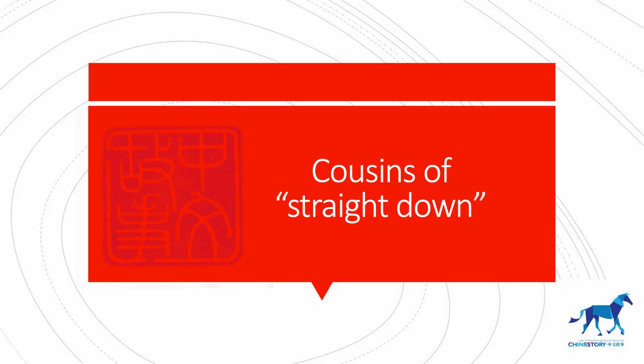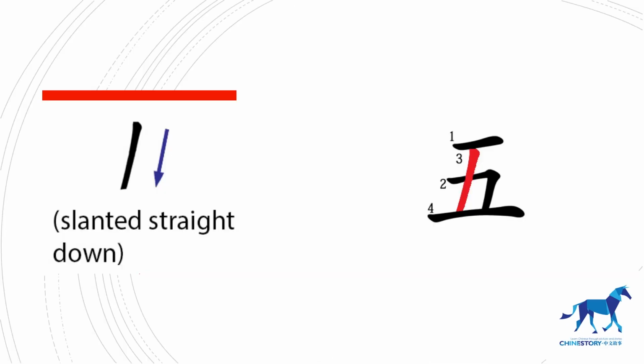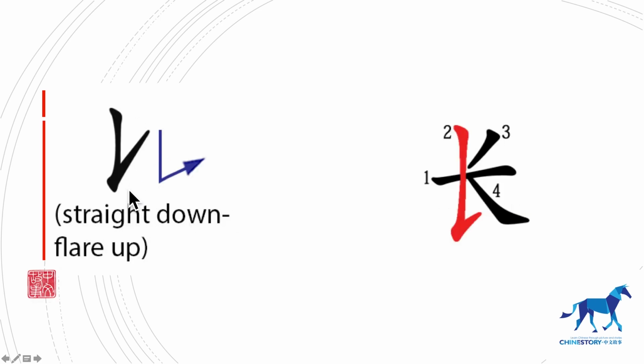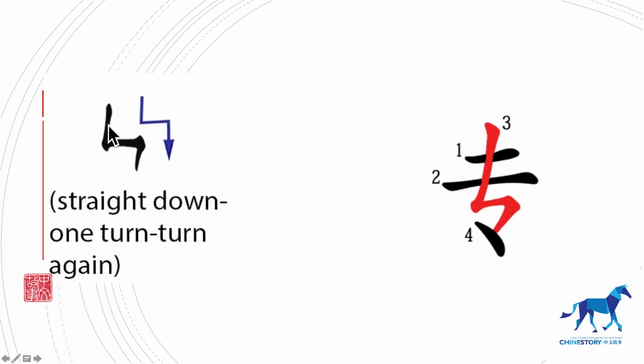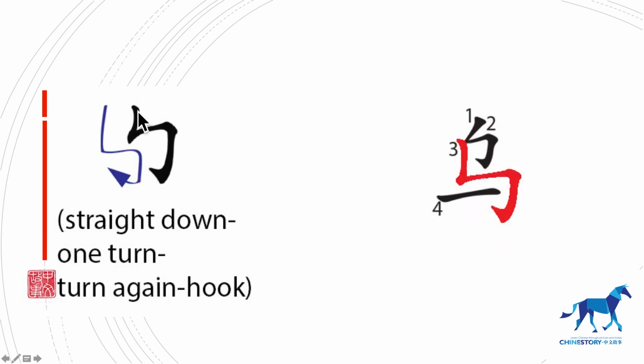Next, we are going to meet the cousins of straight down. Slanted straight down, flare up, straight down one turn, straight down one turn, turn again, straight down one turn, turn again, hook.